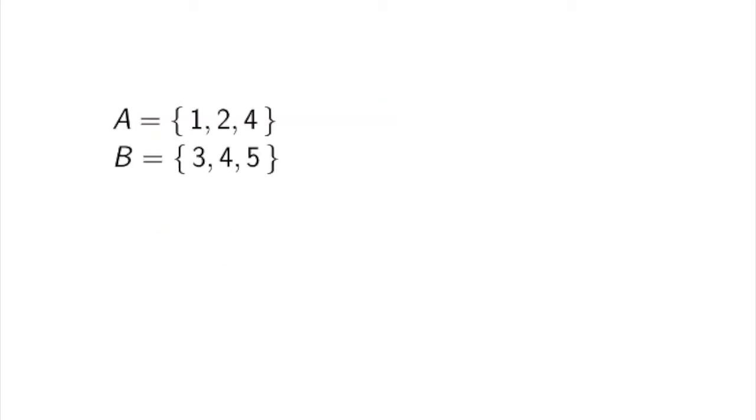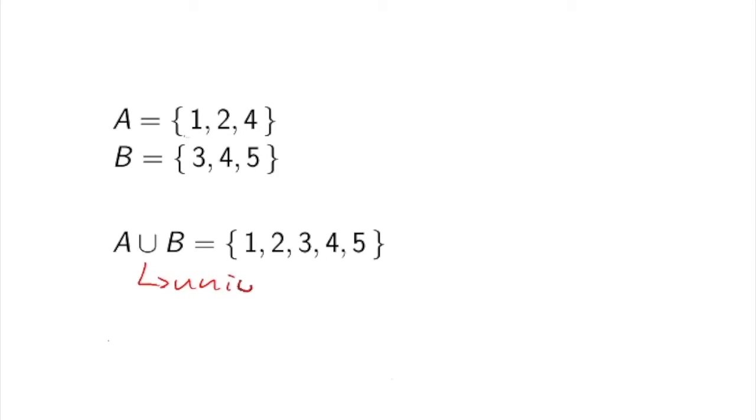Now let's look at ways where we can combine two sets together. This symbol over here you're probably familiar with. This symbol means union. Like the name implies, if you take all the elements in A and all of the elements in B and combine them into one larger set, then you have the union of those two sets.